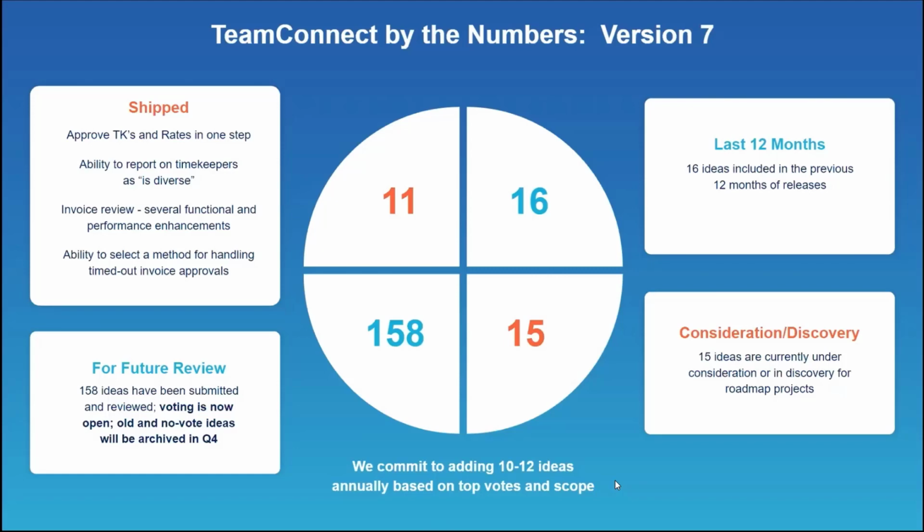We also have another 16 that we've released in the last 12 months. I talked a little bit about some of those at the Interact conference. We have a nice healthy backlog of 158 items that are in the for future review. And we really want you all to sign up for the portal, go in, look at those ideas, vote for them, comment on them, and really help us understand what things we should be looking at next.